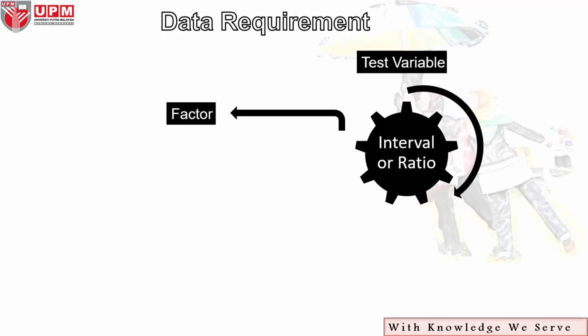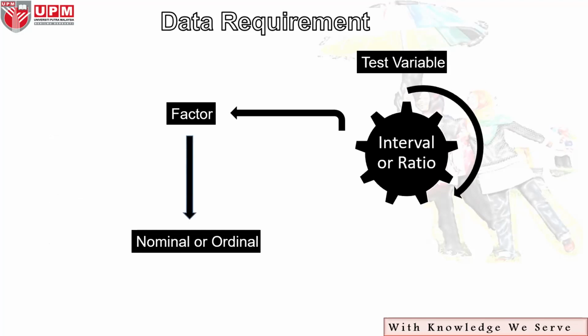Okay, data requirement. To run EDA, it depends on the type of scale of measurement of our data. So basically we have interval or ratio, and in terms of nominal and ordinal, it is also possible for us to analyze.